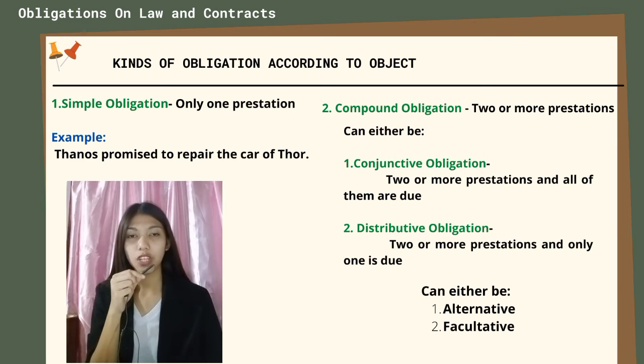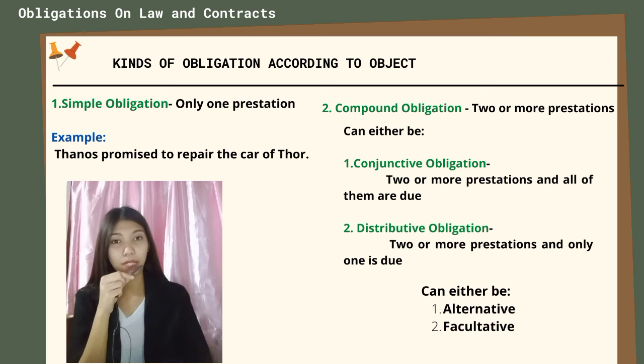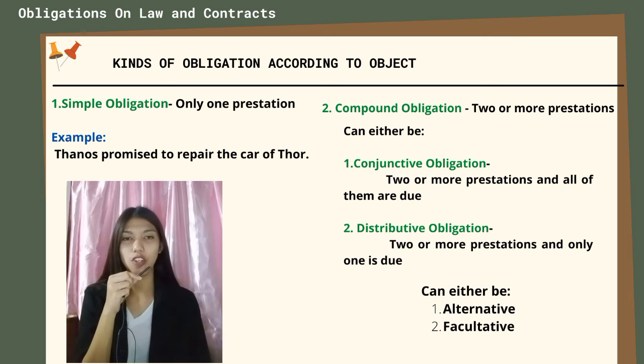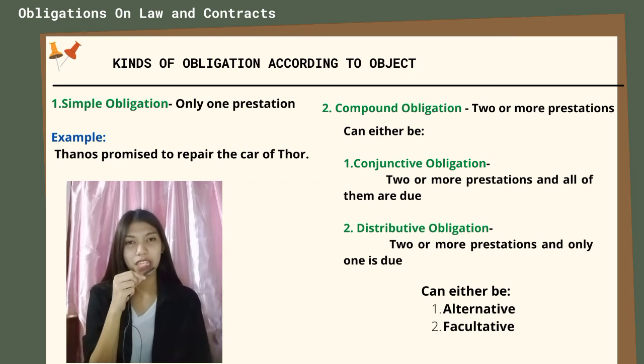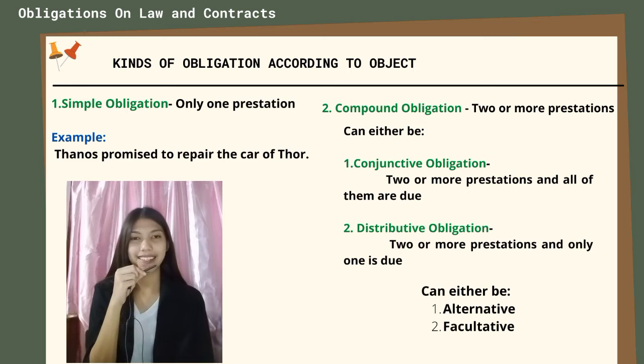And prestation, by definition, is the subject matter of an obligation or a conduct required that is to be observed by the debtor. So it can be the delivery of a car, or the delivery of a ring. So for example, sa simple obligation, we have here Thanos promised to repair the car of Thor. So sa aning example, ang prestation is the repairment of Thor's car.